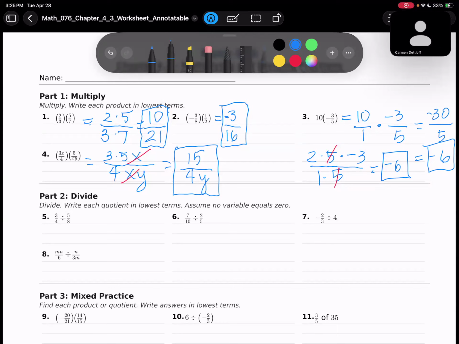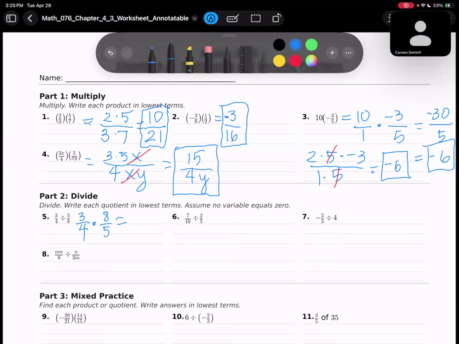Okay, now we're talking about dividing fractions. Dividing is very similar to multiplying. We keep the first one, and then we flip the second one, and we switch our sign. Okay, so I'm going to keep my first term. I'm going to switch my sign to multiply, and I'm going to flip my second fraction, so it becomes 8 over 5. And now I'd like to simplify, and this is the way I like to do it, so I'm going to show this.